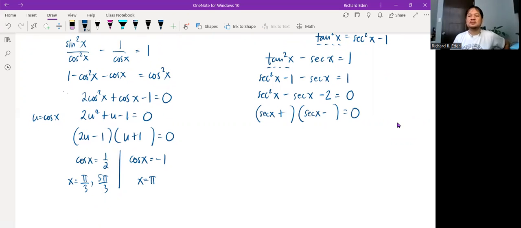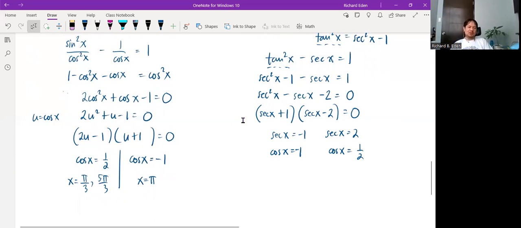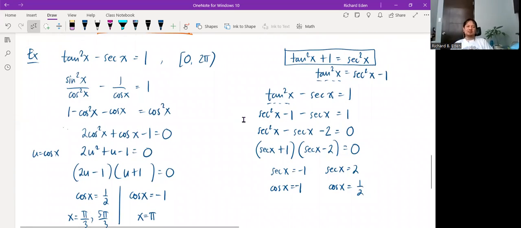Negative 1. Although, of course, convert into cosine. Alright. So of course, ultimately, it should end up with that. But this is to show that sometimes it depends on what you see right away.